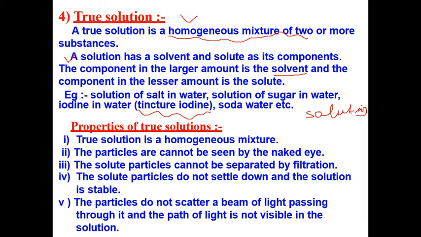The properties of a true solution: it is a homogeneous mixture, very important. Particles cannot be seen by the naked eye. Solute particles cannot be separated by filtration. The solute particles do not settle down, and the solution is stable. The particles do not scatter a beam of light passing through it, and the path of light is not visible in the solution. I hope you have understood about the true solution.